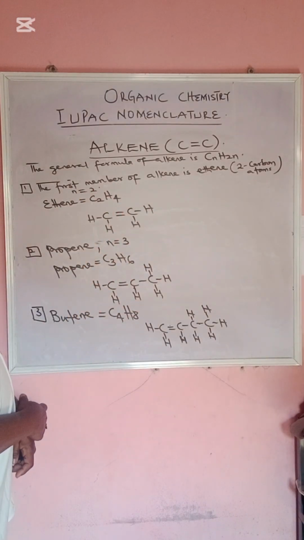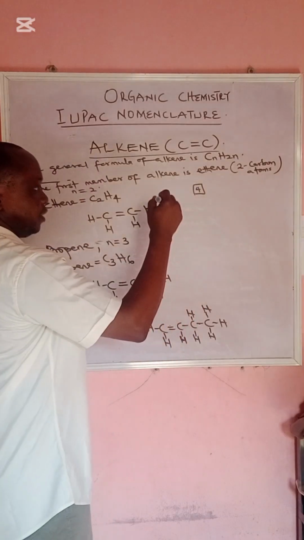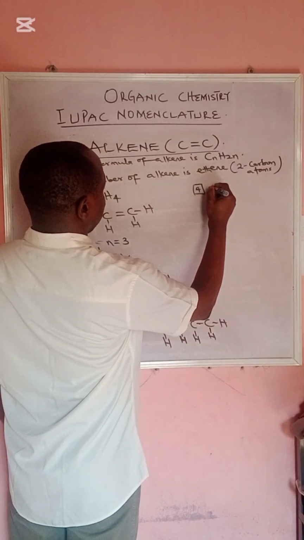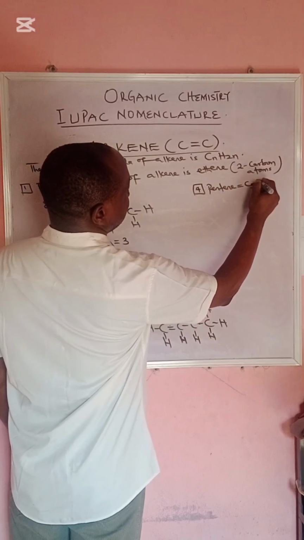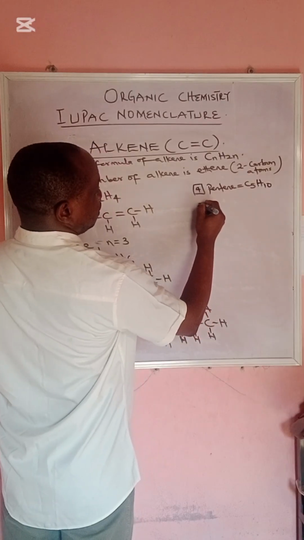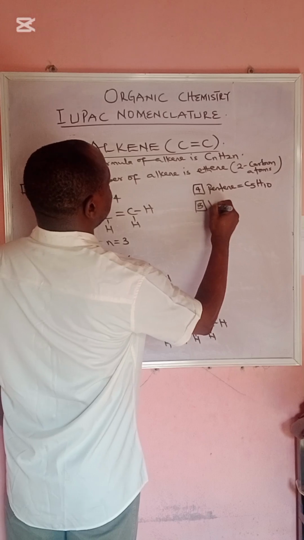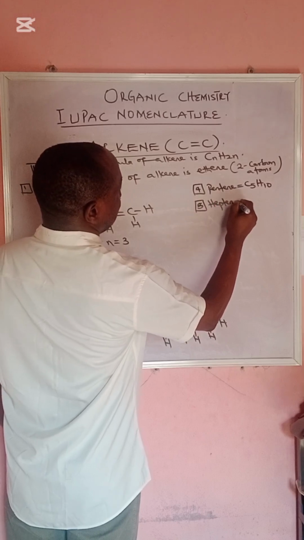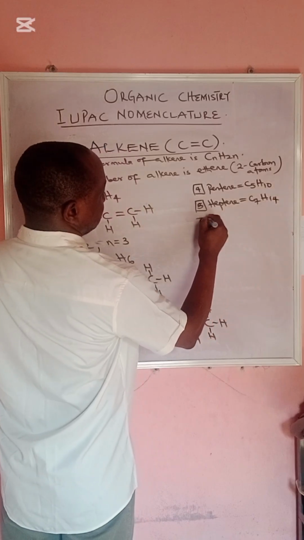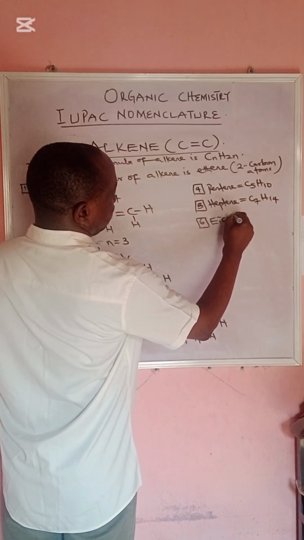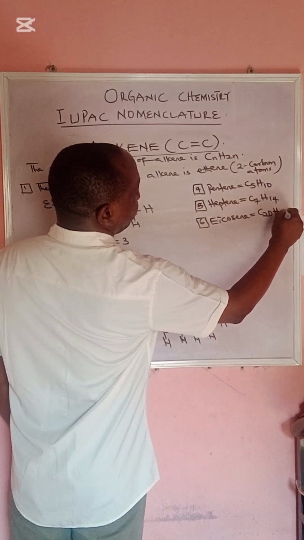Let's say you have to write the formula for pentane. You know it to be C5H10, if you use the formula. Write down the formula for heptane. C7H14. Eicosane. You know n equals 20. C20H40. And so on and so forth.